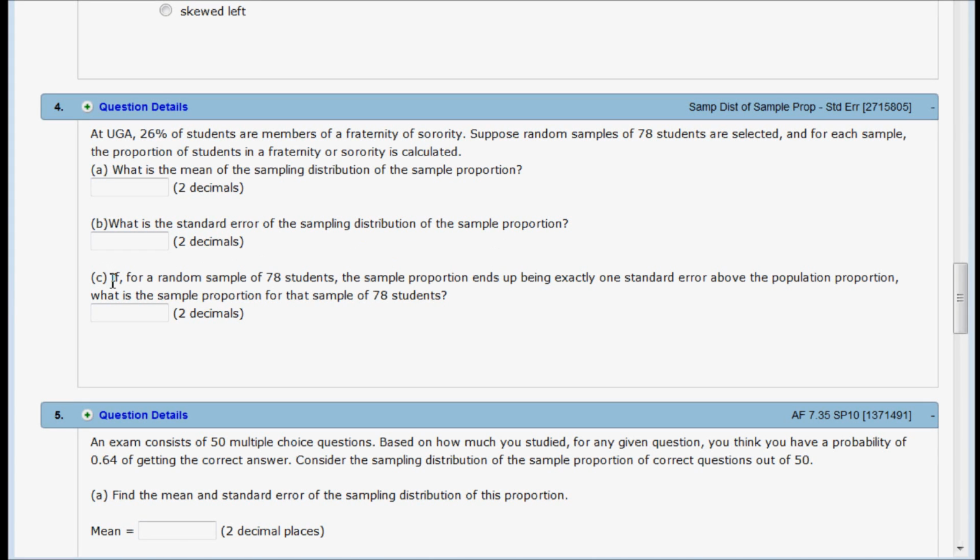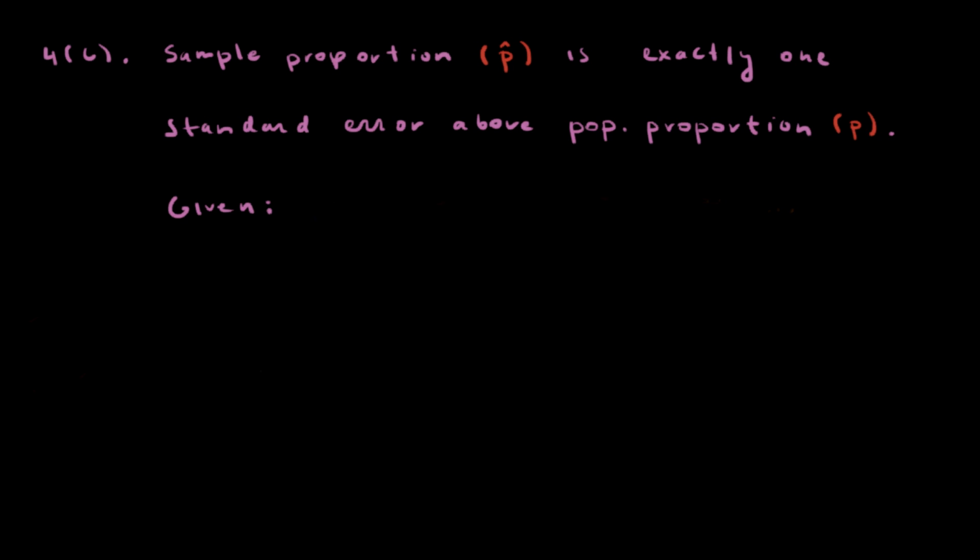Question 4C says if the sample proportion ends up being exactly one standard error above the population proportion, then what is the sample proportion? So there's our population proportion, 0.26. Sample size was 78. So given information, P is 0.26, N is 78.